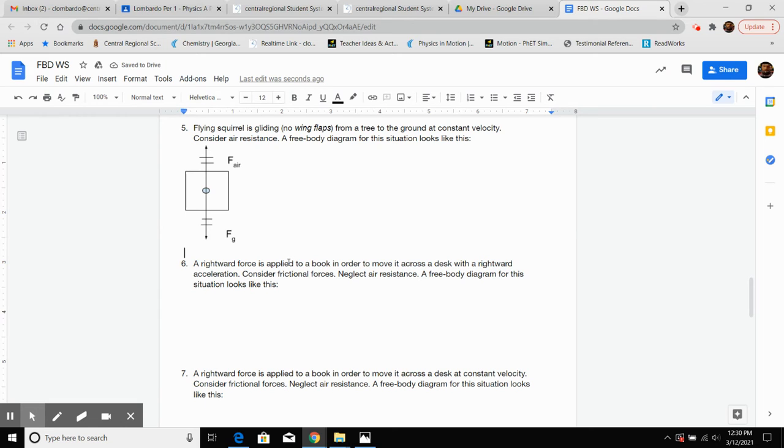We have a rightward force being applied to a book. Now, in order to move it across the desk with a rightward acceleration, consider the frictional forces. Neglect any kind of air resistance. Okay, so it's on a desk. So if it's on a desk, it's not moving up or down. So that's important to know.